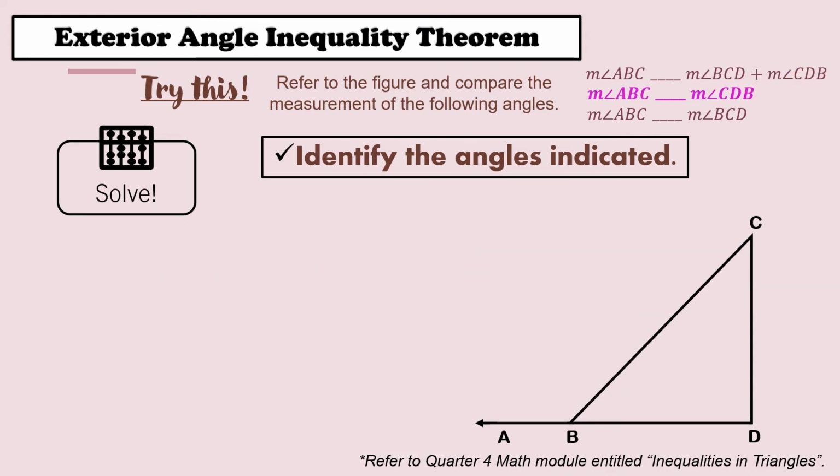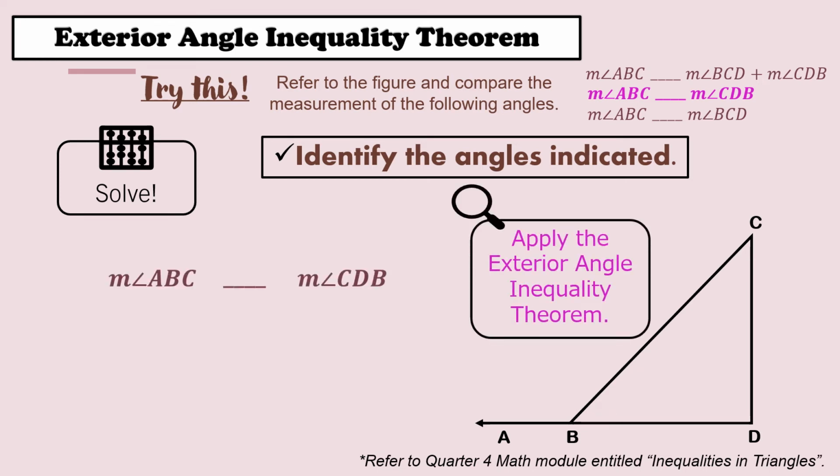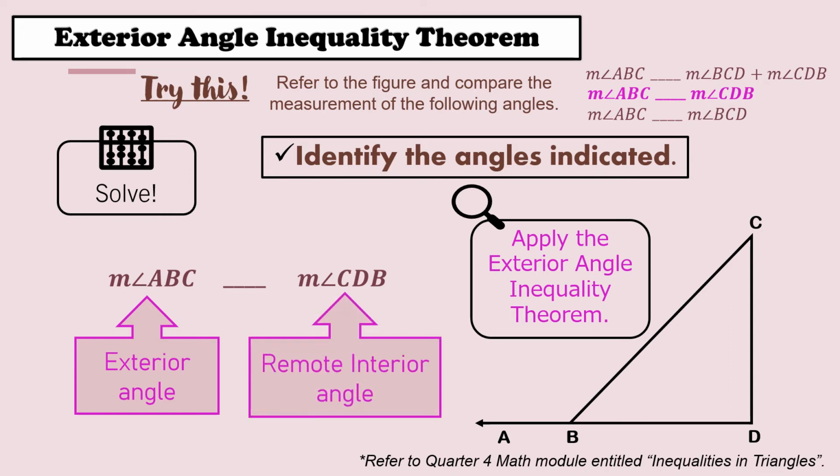For the second statement, we are going to apply the exterior angle inequality theorem. In this statement, we are comparing the measure of the exterior angle to the measure of the remote interior angle. From what we understand from the exterior angle inequality theorem, the measure of the exterior angle is greater than the measure of its remote interior angle.